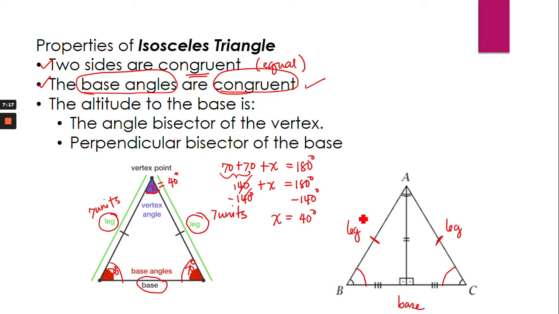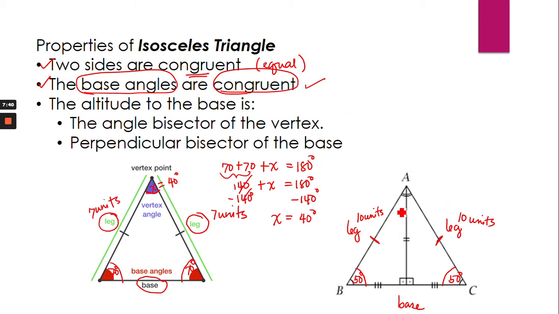So if this is 10 units, this is also 10 units because the legs are always equal. If angle B measures, let's say this is 50 degrees, therefore angle C is also 50 degrees, right? So 50 and 50 because base angles are congruent.